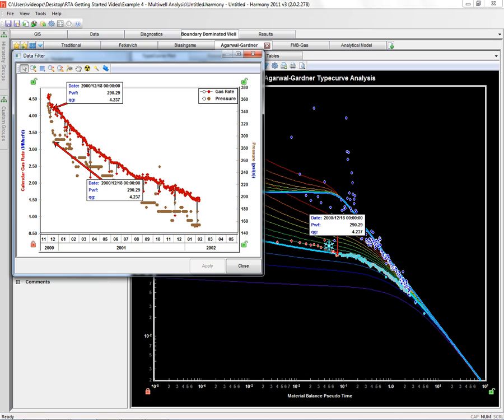That's something that would not necessarily be clear if all we were to do were to look at the linear production data. So the type curve adds a tremendous amount of value and allows us to determine that that is indeed all boundary dominated data.